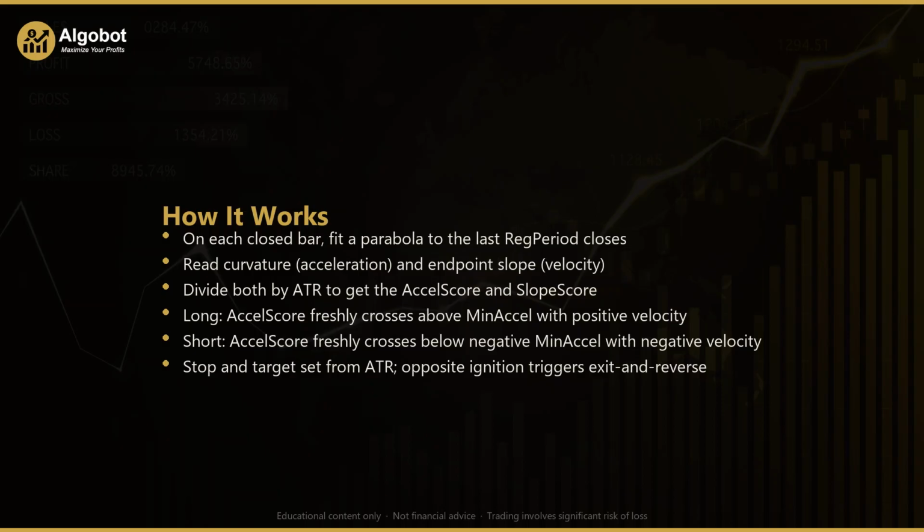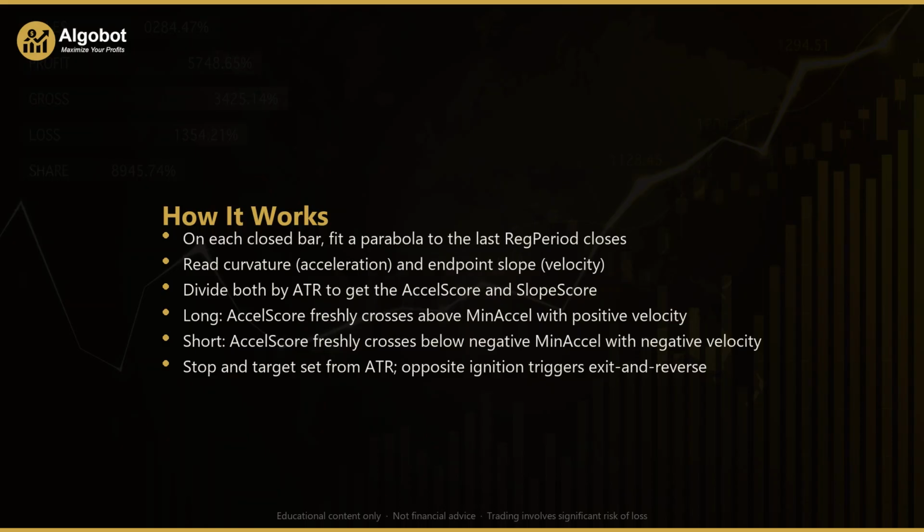Let's walk through the mechanics step by step. On every newly closed bar, the strategy takes the last RegPeriod closing prices, 20 by default, and fits a parabola through them using least squares. A parabola has the form a times x squared plus b times x plus c. From that single fit, the strategy pulls two numbers. The first is curvature, which is twice the coefficient A. Curvature is the acceleration of price. It tells you whether the trend is bending and in which direction. The second is the endpoint slope, the velocity measured right at the most recent bar. That tells you which way price is actually moving right now.